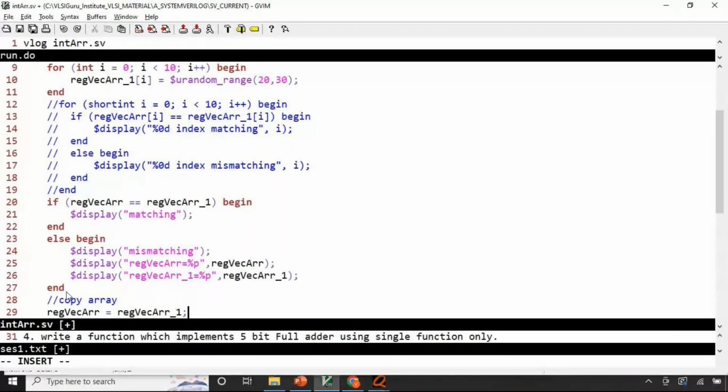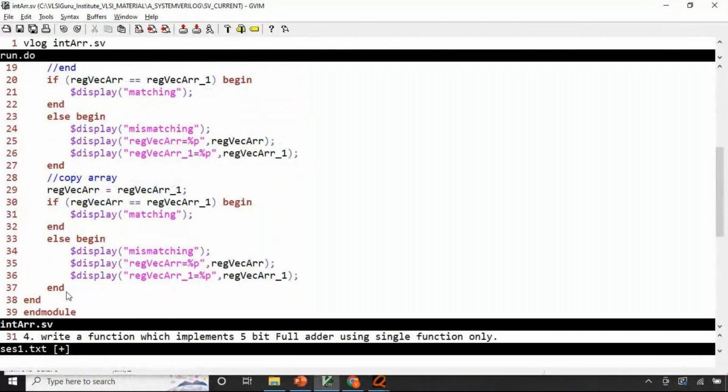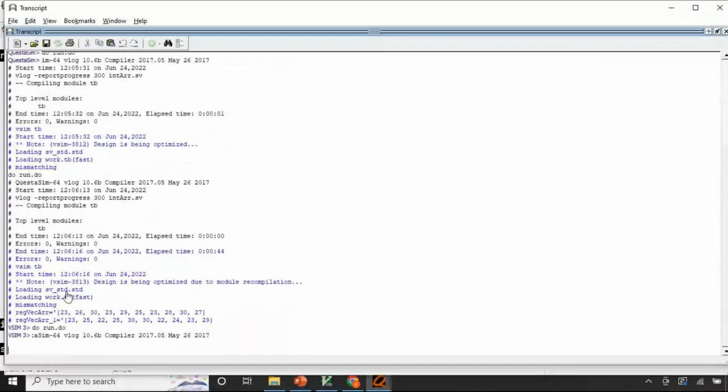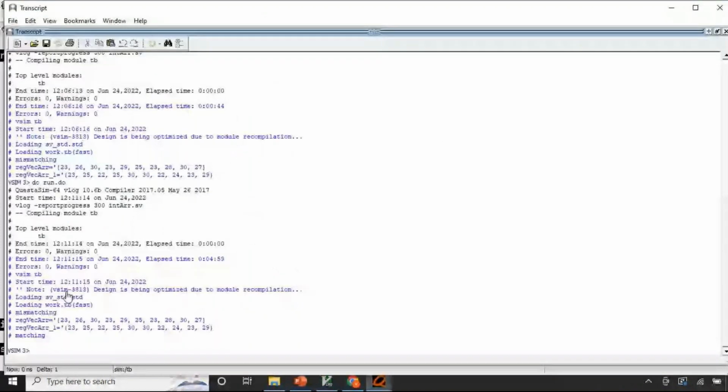Now how to do the comparison? Now what should happen? Matching or mismatching? Matching should happen, right? Because both are copied the same. They become matching.